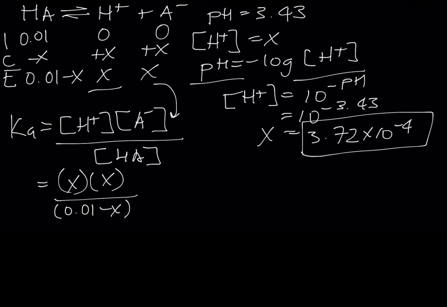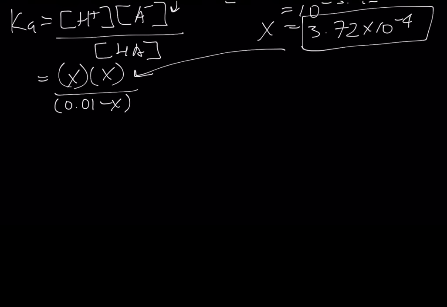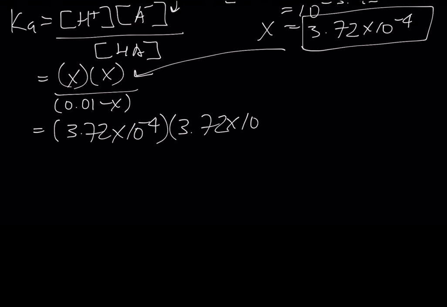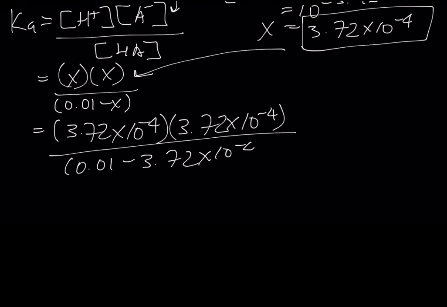So we can go ahead and input that value into our equilibrium constant. So it will be equal to 3.72 times 10 to the negative 4, times 3.72 times 10 to the negative 4, divided by 0.01 minus 3.72 times 10 to the negative 4. And that gives a value of 1.44 times 10 to the negative 5.